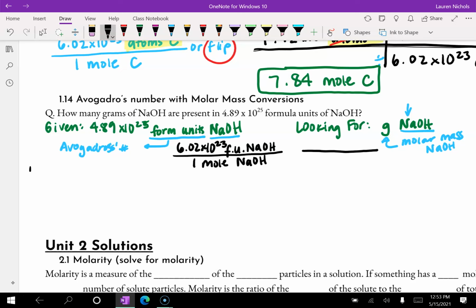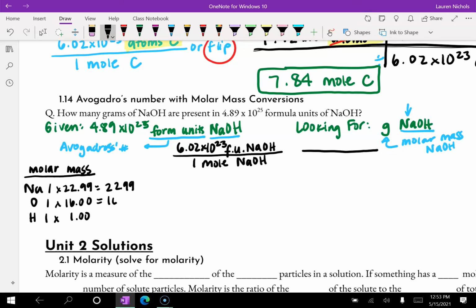And then we're going to put the molar mass fraction right here, but I'm going to calculate it over here. So for our molar mass, remember, when we have grams, that means we use our periodic table. We have sodium, oxygen, and hydrogen. We have one of each of them. There are no subscripts. So we multiply by their mass from the periodic table, which is at the bottom of the box. And since I'm multiplying by 1, it stays the same.